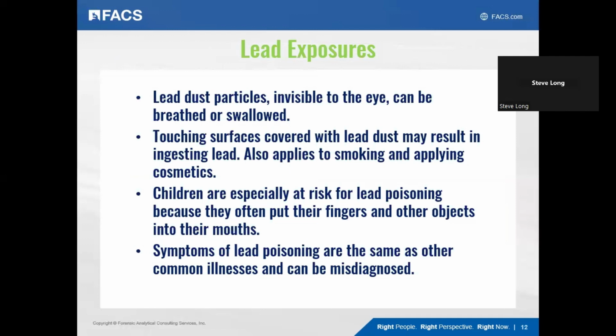Lead dust particles can be such that they're actually invisible to the naked eye and still be problematic. These can then be breathed or swallowed. Touching surfaces covered with lead dust can result in ingesting lead through hand-to-mouth activity, such as eating, children playing, normal hand-to-mouth, and it also applies to smoking and applying cosmetics. Children are especially at risk for lead poisoning because they are often putting their fingers and other objects they may be playing with into their mouths. And if there's lead in the environment, these may have lead on them.